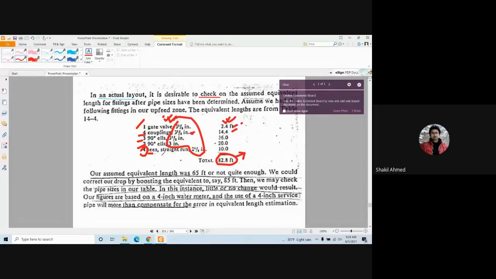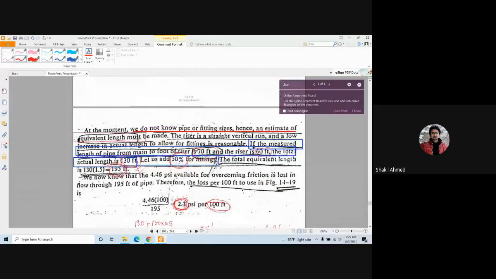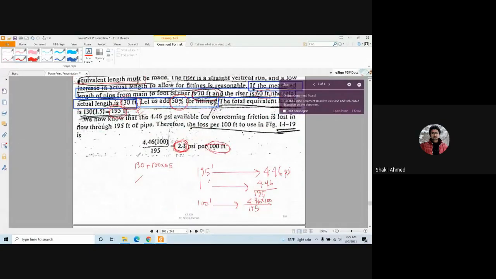Now, remember, this was our actual pipe length, and we have increased this pipe length, equivalent length, 50% of actual length to accommodate what? To accommodate the loss in the fittings, right? Loss in the fittings.